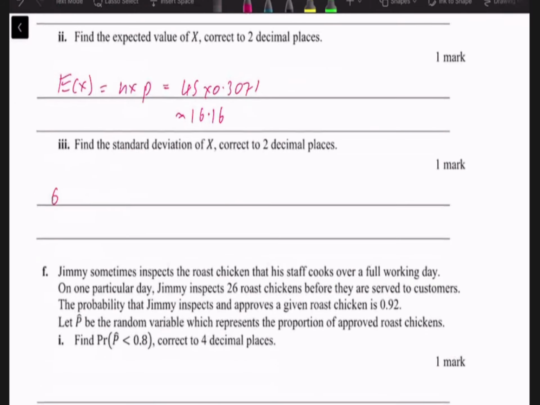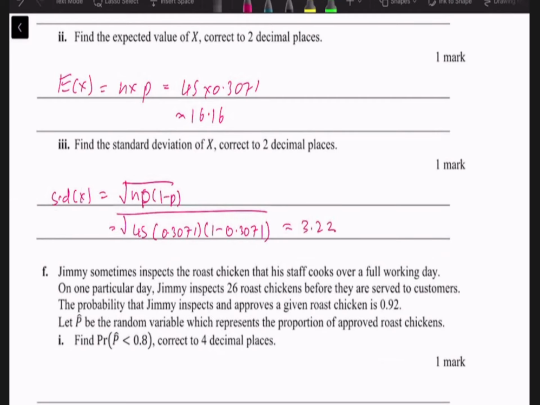So now it's asking for standard deviation. So we know in binomial, standard deviation is the square root of np(1 minus p). And that's 45 times 0.3071 times 1 minus 0.3071, and to 2 decimal places, that's 3.22.